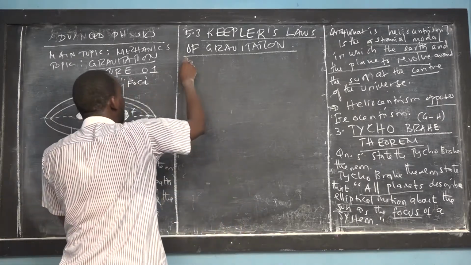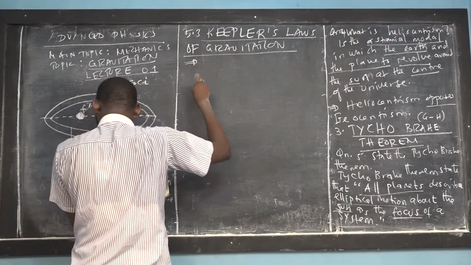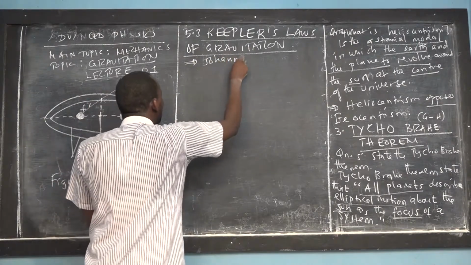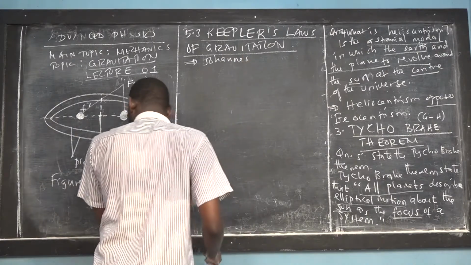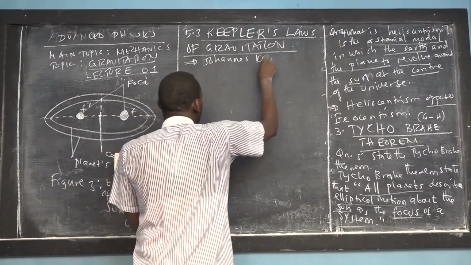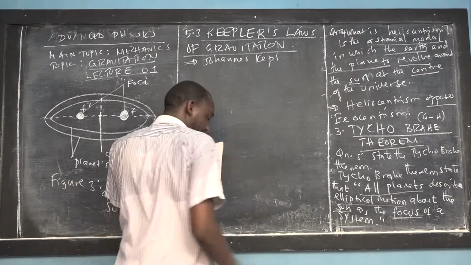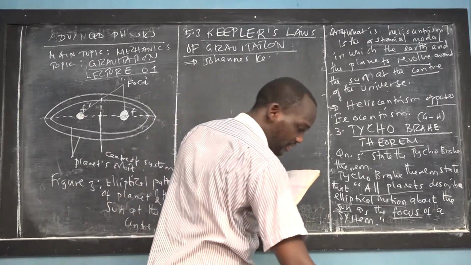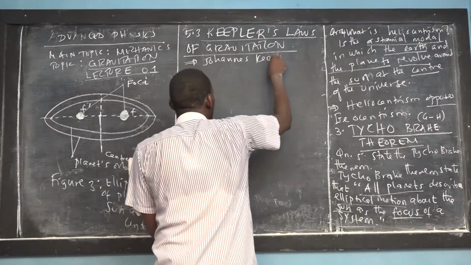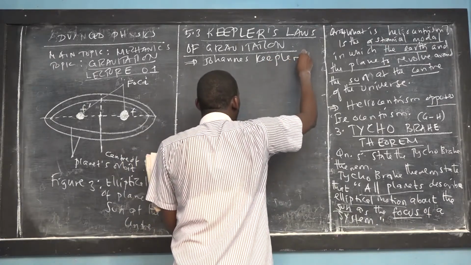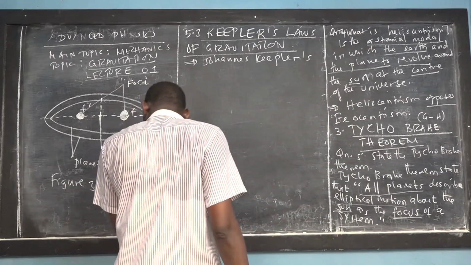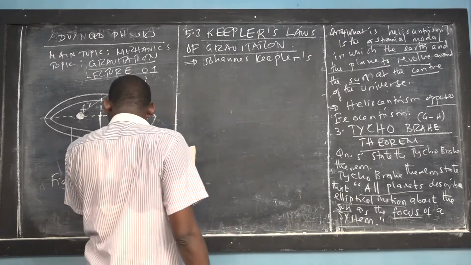Let me give him a short introduction. His name was Johannes. Maybe even your name, you who are watching this video, might be Johannes. Johannes Kepler. If your name is Johannes, or even if not, you can do more than what Kepler has done. Kepler did this 300 years ago.